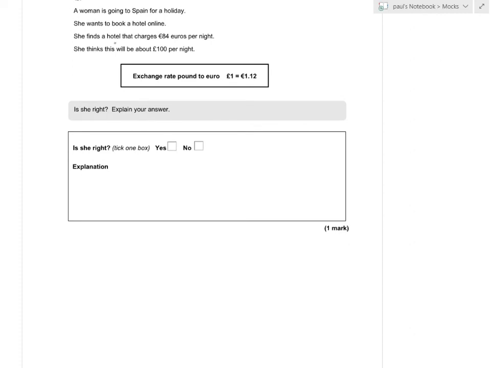A woman's going to Spain on holiday. She wants to book a hotel. She finds a hotel charges €84 a night. She thinks this will be about £100. So exchange rate. So 84 divided by 1.12. 84 divided by 1.12 is 75 pounds. So she's wrong. No, it's just too low at 75.